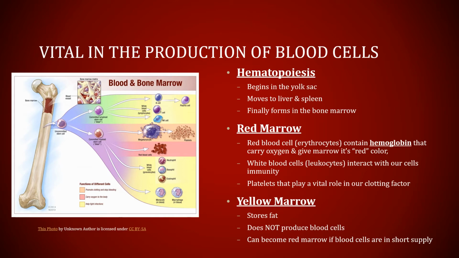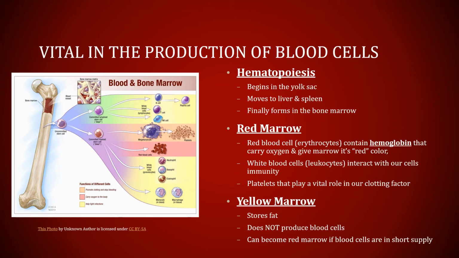We have two different kinds of bone marrow, red marrow and yellow marrow. In the red marrow, we have red blood cells, erythrocytes, that contain hemoglobin that carries oxygen throughout our body and gives marrow its red color. White blood cells, leukocytes, interact with our body's immunity, while platelets play a vital role in our clotting factor.